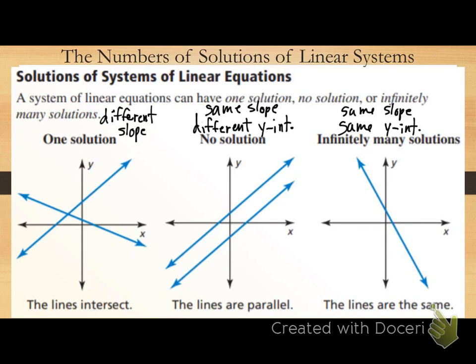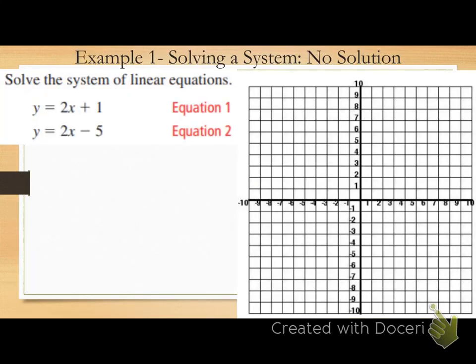No solution, same slope, different y-intercept. Infinitely many solutions, same slope, same y-intercept. Okay? Any questions about our three different types of solutions with systems of equations? All right, let's jump into some examples. I got two examples for you, but we're going to solve them using all three methods. We'll solve first using graphing, then using substitution, then using elimination.